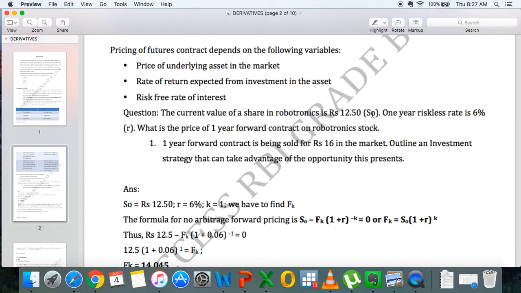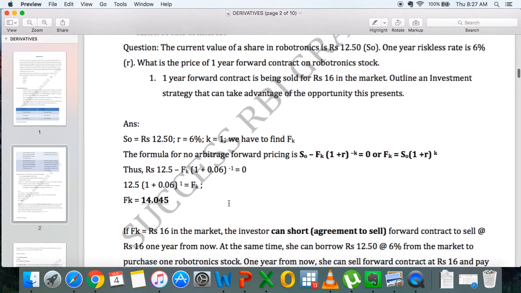The spot price today is 12.50. This is the current value of a share right now. The 1 year riskless rate is 6%. That is the rate of interest. What is the price of a 1 year forward contract on Robotronic stock? This is the first question.